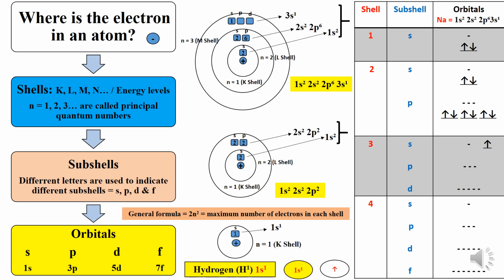The first electron that occupies the orbital is denoted by up arrow, while the second electron occupying the orbital is denoted by down arrow. And in the third energy level, or in the third shell, you can find that there is only one electron present in the 3s orbital, and hence it is denoted by up arrow.